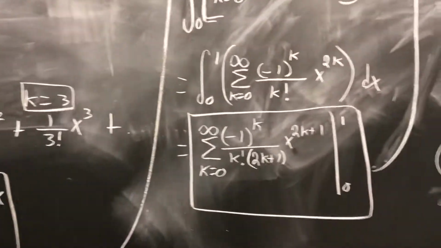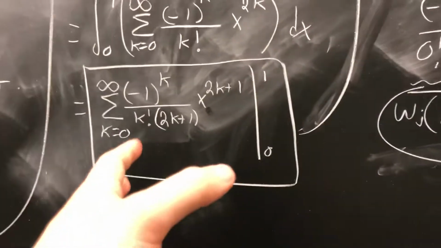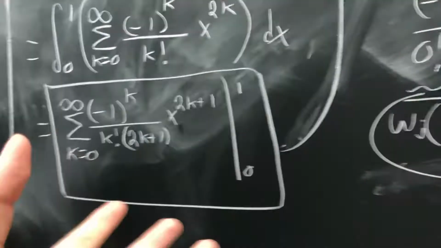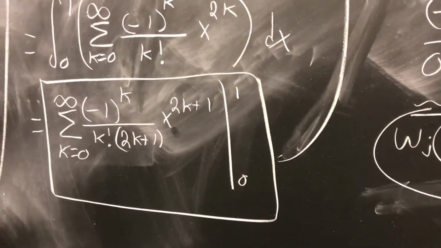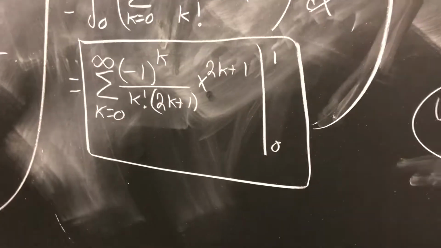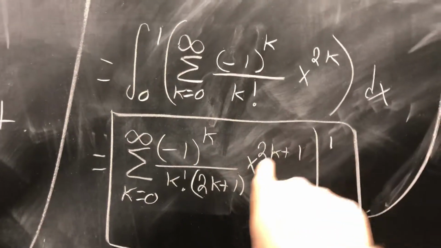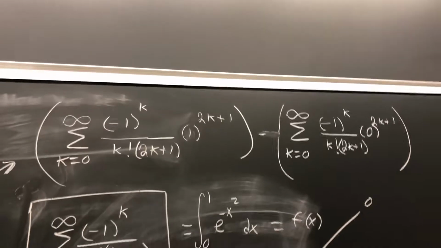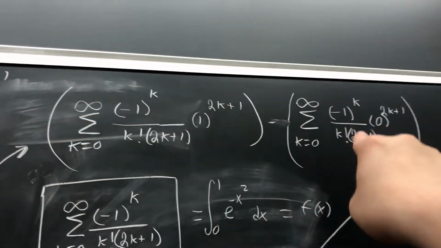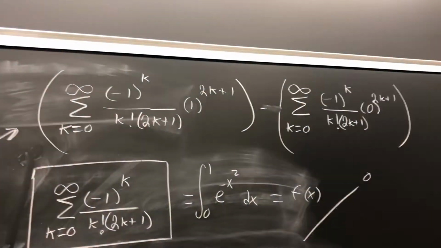Okay, so this is effectively our answer, right? This is the answer, but we need to simplify it, and we need to evaluate it from 0 to 1. And we do that normally, right? Since we took the integral with respect to x, we just punch in 1 for x, and we punch in 0 for x, and we subtract them from one another, right? So that's what this is. These are two different series, and we subtract them from one another.